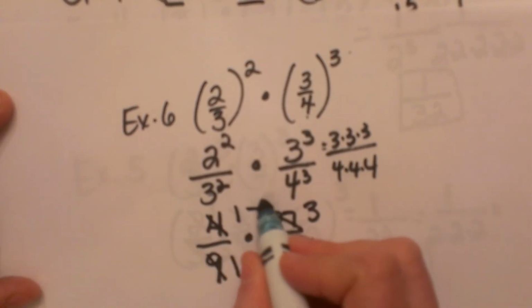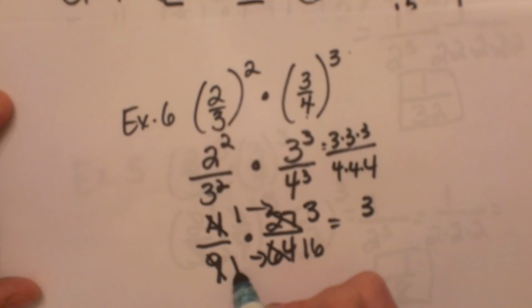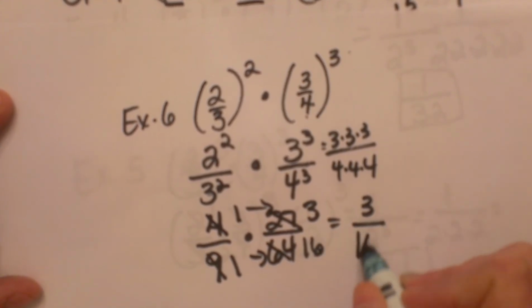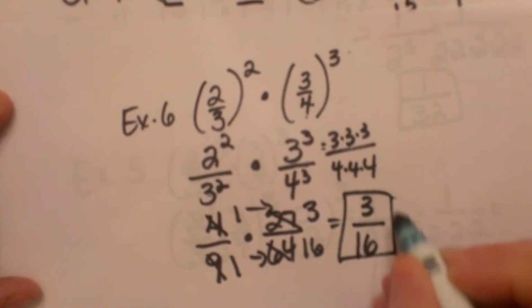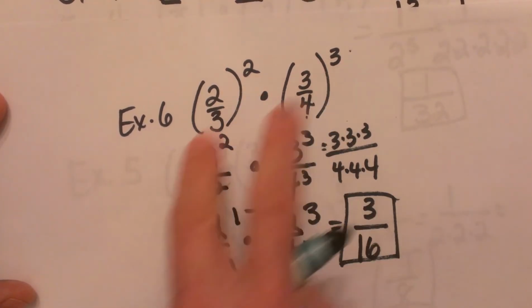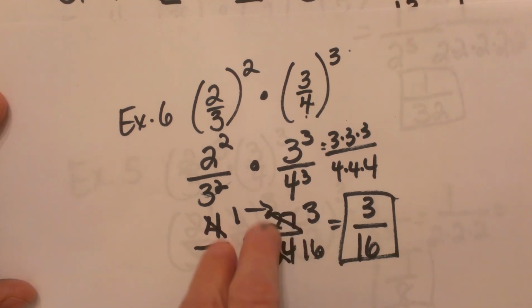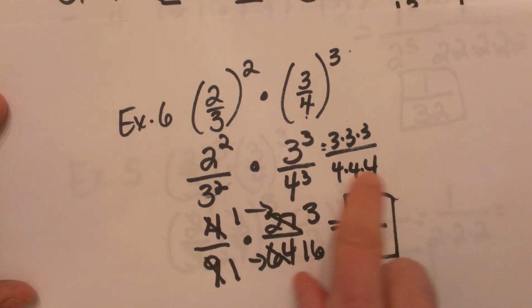And now multiply across what we have left. So 1 times 3 is 3, 1 times 16 is 16, so our answer is 3/16. So when you have different bases and different exponents, you've got to evaluate each one, take those answers, multiply them together, and get your final answer.